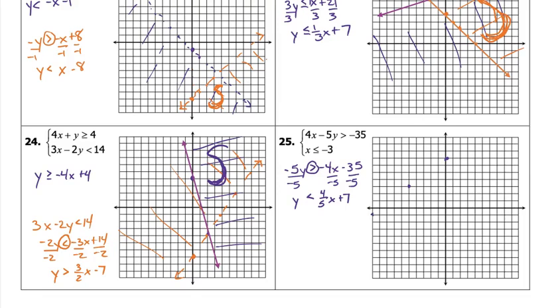All right, and now I'm looking, this is going to be a dashed line because it is not equal to, it's just going right up to it, but it's not actually including it. Less than would be everything below it. Okay, now let's take a look at the second equation. This inequality says x is less than or equal to -3.